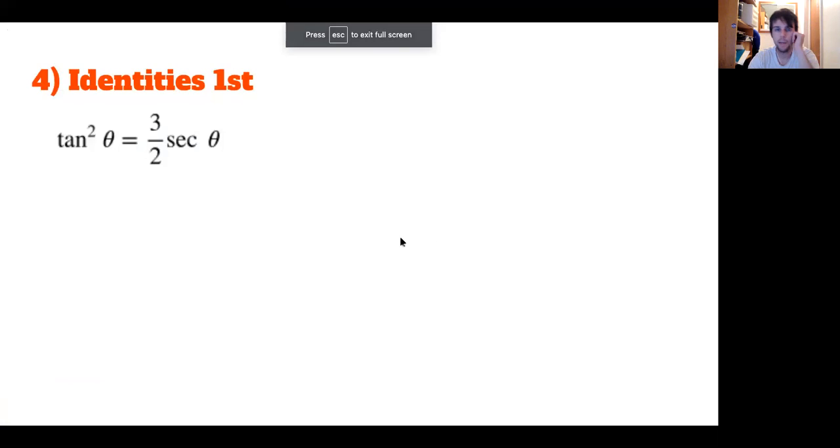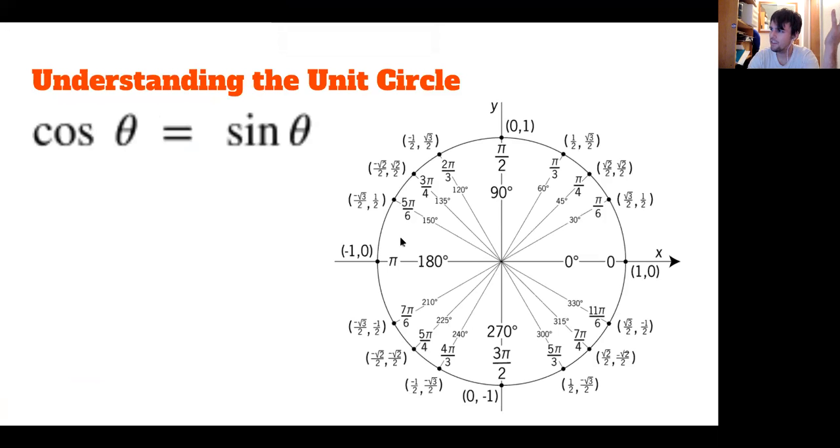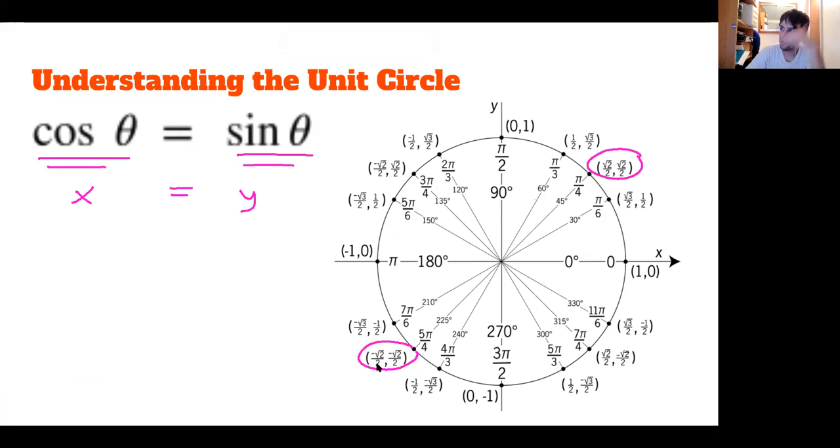We have a couple other types of equations here that can rely on understanding the unit circle. There are other ways to do it, but the best way is really understanding the unit circle. This equation is saying cosine of an angle is equal to sine of an angle. That's also asking where on the unit circle x is equal to y. It's two places, specifically right here, where our x and y coordinates are equal, and right here, where our x and y coordinates are equal.